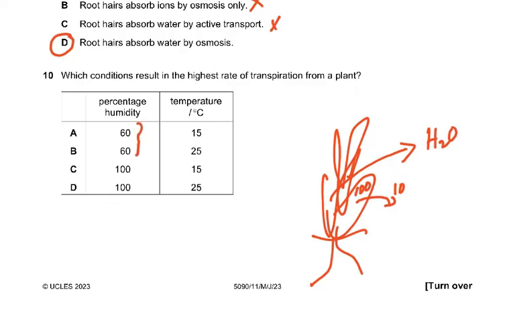Now the humidity means it should be 60 and the temperature should be high. So that is why the answer is B, 60 humidity and 25 is the higher temperature, because the higher the temperature, the more the rate of evaporation, the more the water vapor being formed, and the higher the rate of diffusion. Temperature increases kinetic energy, increases the rate of diffusion. So that is why for question 10, the answer is B.